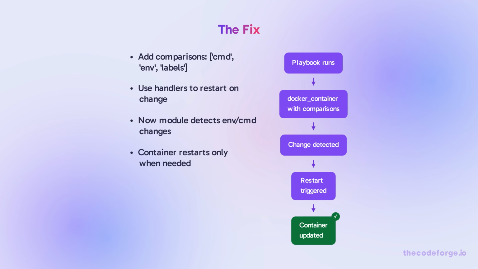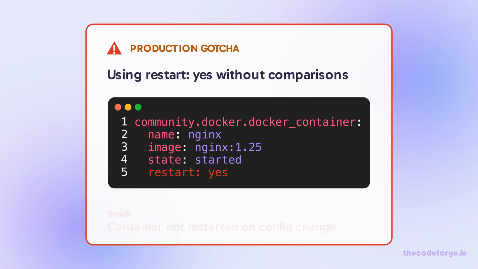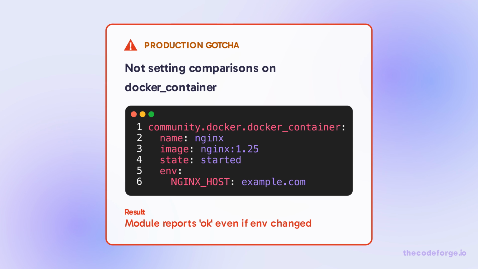The fix is to set the comparisons parameter to a list of attributes to compare, such as cmd, env, labels. This tells the module to detect changes and trigger a restart. Use handlers to restart only when a change is detected, avoiding unnecessary downtime. This is the exact mistake from the incident. The restart: yes parameter only restarts if the container exists and is running, but without comparisons, it doesn't detect configuration changes. Always add comparisons.